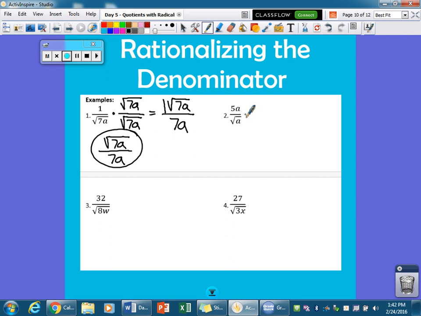I need to multiply by the square root of a. So my numerator becomes 5a square root of a, and then my denominator becomes a. I can simplify this one even more. If I have an a in the numerator and an a in the denominator, they actually go away. So my final answer is just 5 square root of a.